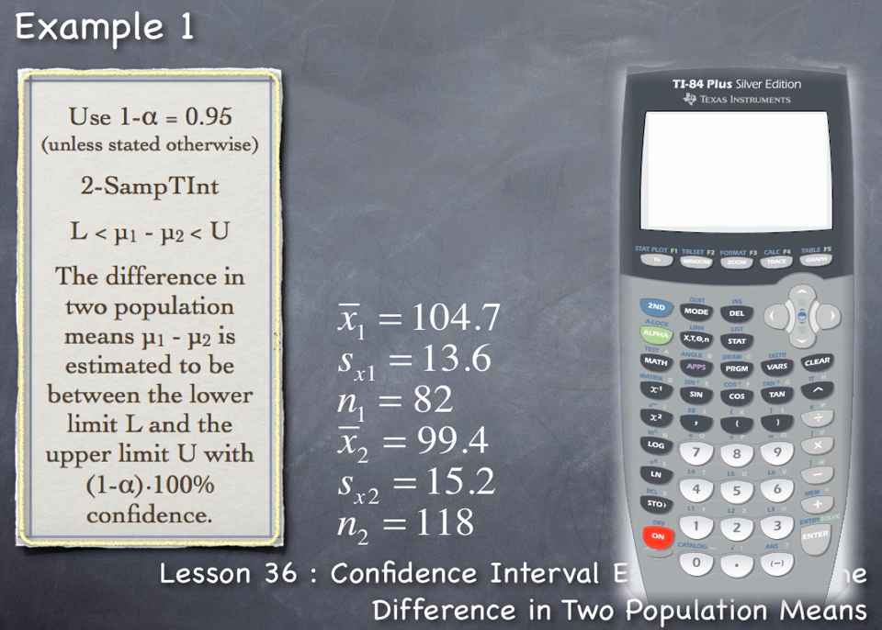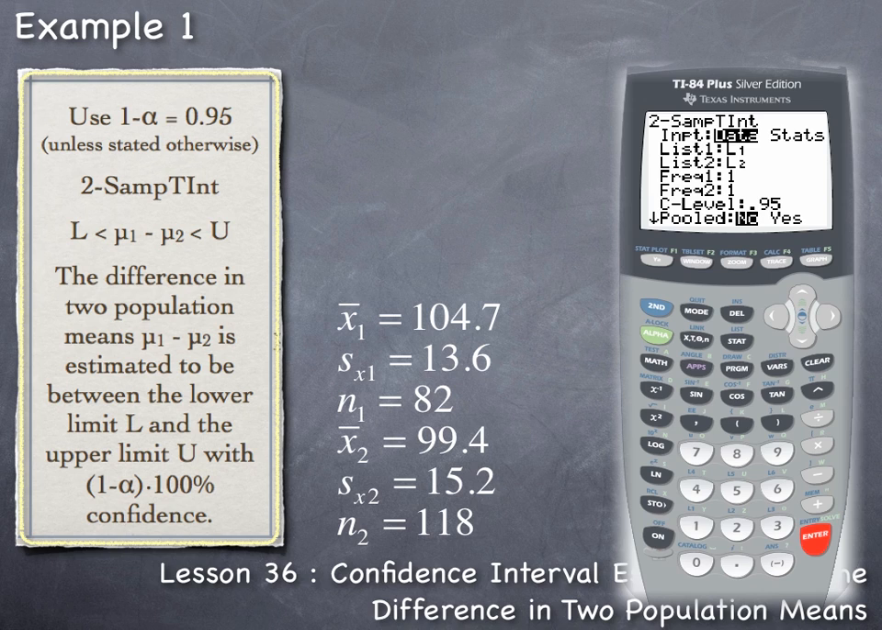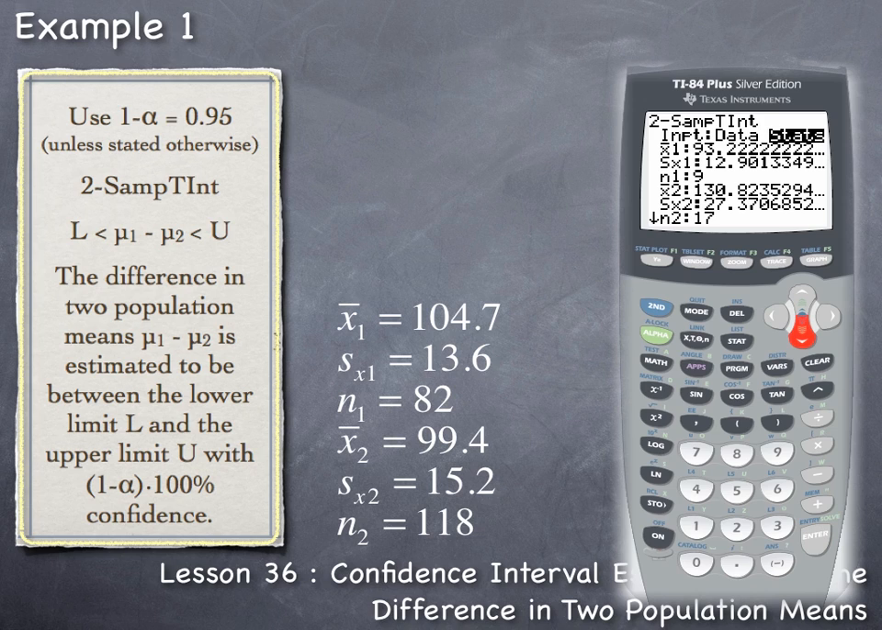To do this, we press Stat, arrow over to Tests, and then we arrow down till the cursor gets next to 2SampTInt. We press Enter. Now what we have for input is the sample statistics. So we arrow over to Stats, press Enter to select, and then down arrow. Now we enter in the sample statistics, starting with x bar 1, which equals 104.7. Enter. And then Sx1 equals 13.6. Enter. n1 equals 82. Enter.